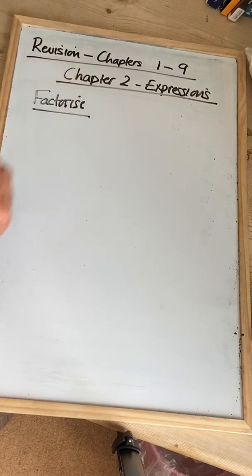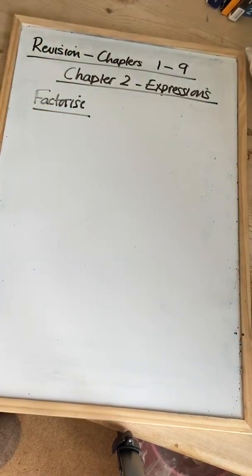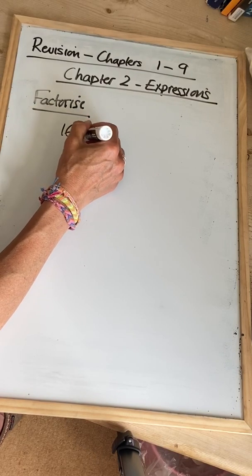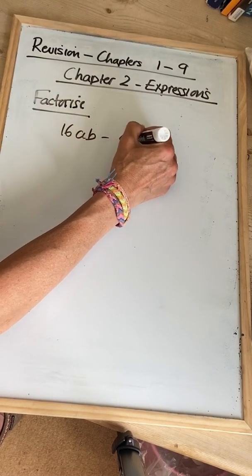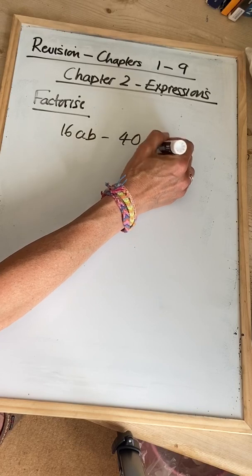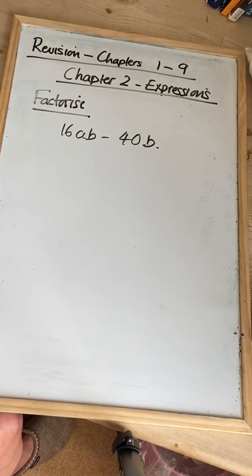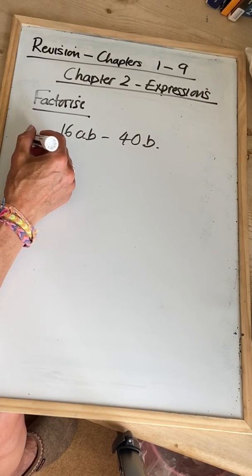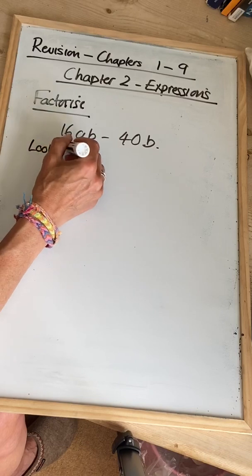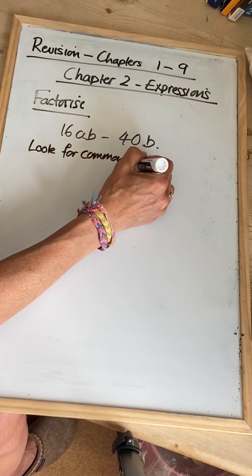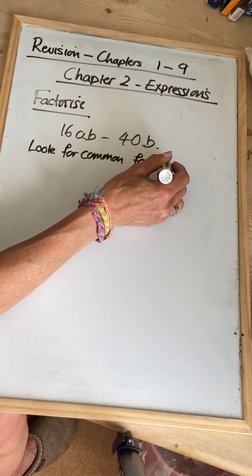This pen's going. So factorising. Let's have a look at a few examples on this. So if you want to put the brackets back in to an expression like this, all you have to do is look for common factors. So what have both of these parts of our expression got in common?